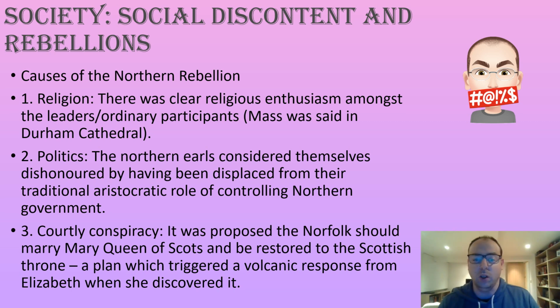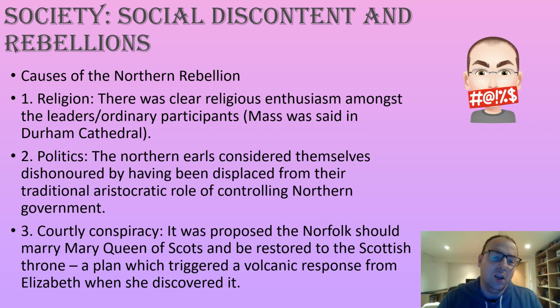The third reason given is that it was a courtly conspiracy, that there was this idea that Norfolk should marry Mary Queen of Scots. The Northern Earls would then help restore Mary Queen of Scots to the Scottish throne, and then the children of Norfolk and Mary Queen of Scots would be undoubtedly the heirs apparent to Elizabeth's throne, and so eventually they would be established on the English throne, either Norfolk and Mary or Norfolk and Mary's children, depending on when Elizabeth was to die.